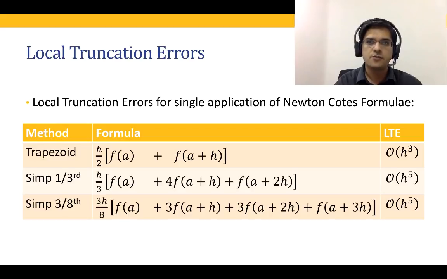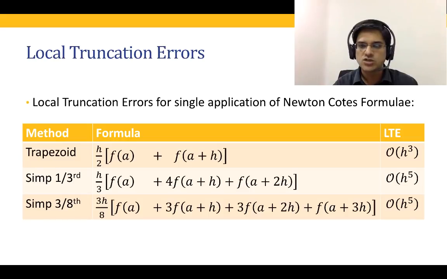So these are the Newton-Cotes integration formulae. To summarize the formulae and the local truncation errors, the trapezoidal rule formula is this. The local truncation error is h to the power 3. So a single application of the trapezoidal rule is h to the power 3 accurate. A single application of Simpson's one-third rule is h to the power 5 accurate. So it's significantly more accurate than the trapezoidal rule.